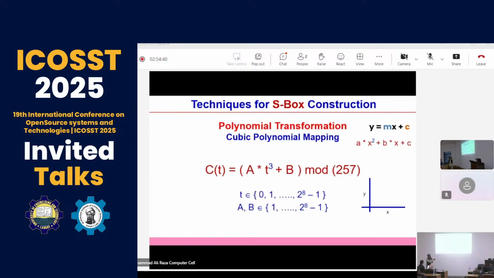What about this equation? Linear. What about this one? Quadratic. And what about this one? Polynomial, cubical polynomial. And this is what I have used in my PhD thesis. This is the smallest and simplest ever polynomial equation that has been used by any researcher.